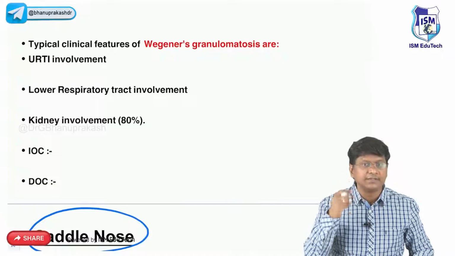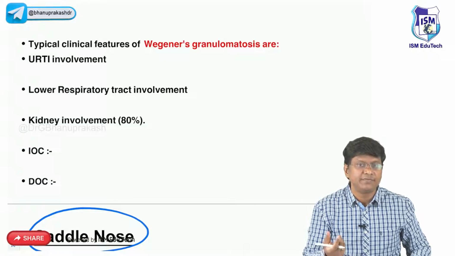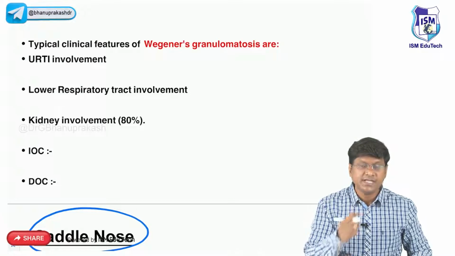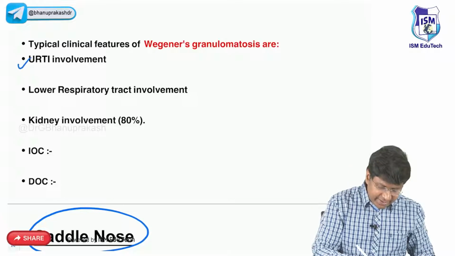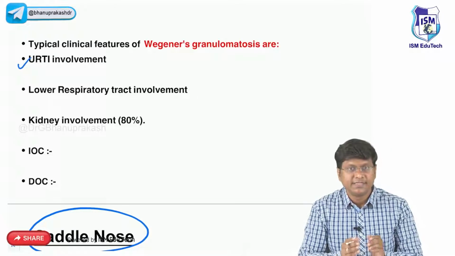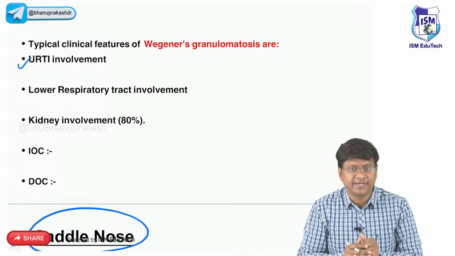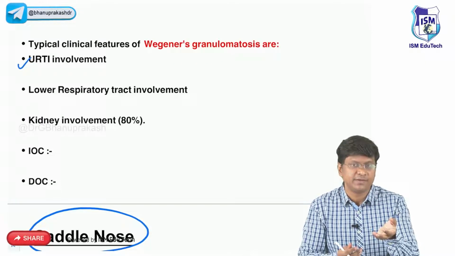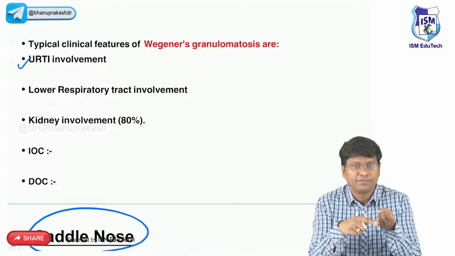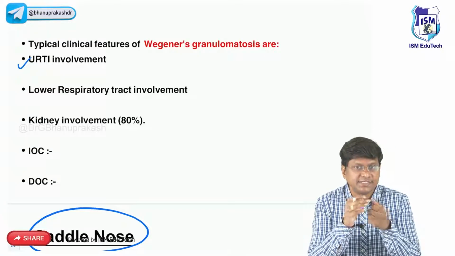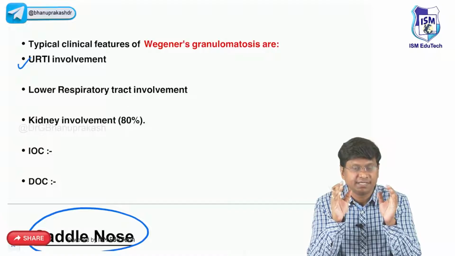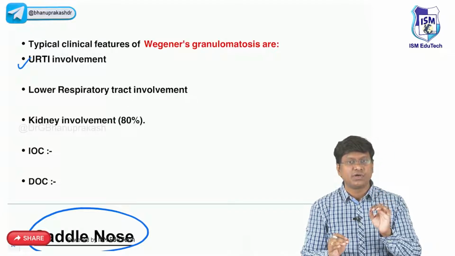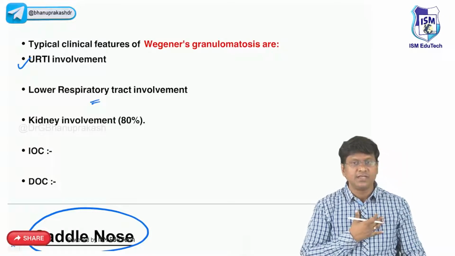And what will be the ear involvement? The ear involvement will be in the form of conductive deafness, right? And what will be the throat involvement? That is in the form of strawberry gums. So that will be the upper respiratory tract involvement. Then followed by that, lower respiratory tract involvement. Because of lower respiratory tract involvement, the patient can present with cough, hemoptysis, and dyspnea. And whenever you do a chest x-ray, there is a high chance that a thin walled cyst or a cavity can be seen within the lung.